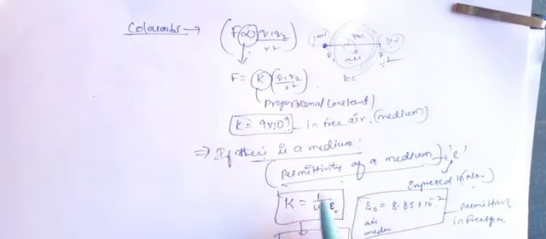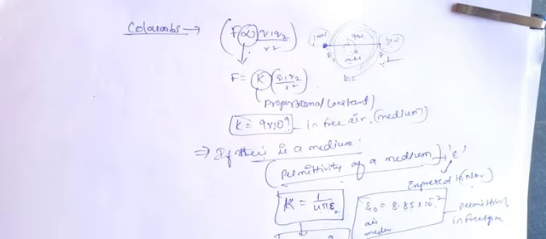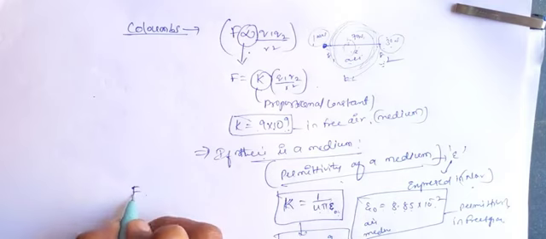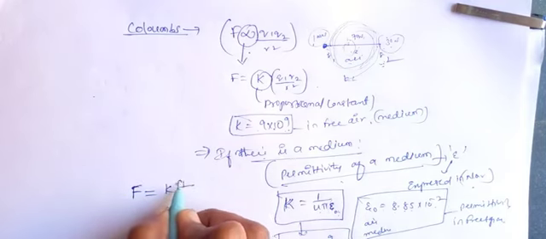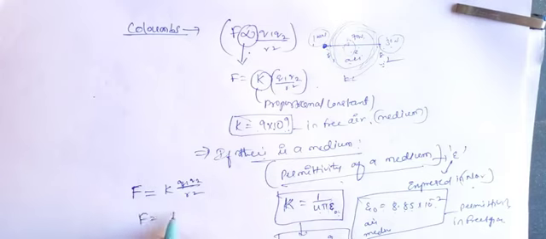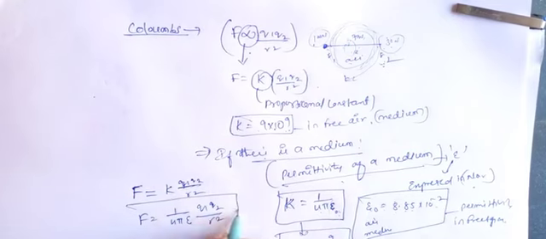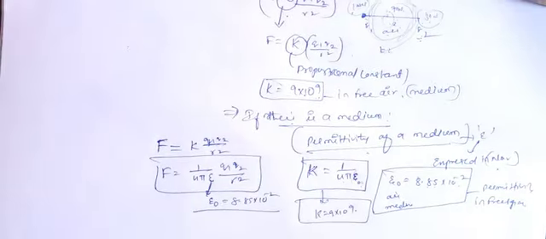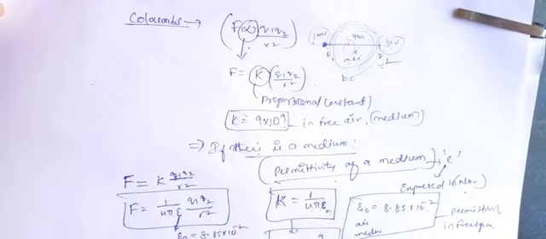If there is a medium, then we write k is equal to 1 by 4 pi epsilon. The permittivity means the ability of the medium to allow the force on the second charge due to the first charge. So the final Coulomb's law is F is equal to k into q1 q2 by r squared, that is F is equal to 1 by 4 pi epsilon into q1 q2 by r squared. If epsilon is the permittivity of free space, it is 8.85 into 10 power minus 12. So this is about Coulomb's law.